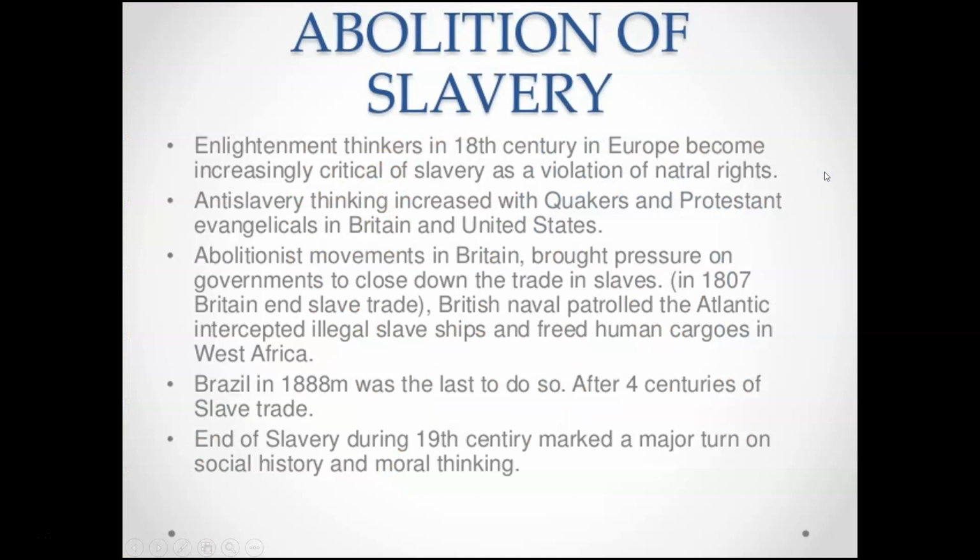So here's kind of the nuts and bolts of slavery on one slide, okay? And this is kind of the big academic points I made in class. Enlightenment thinkers in the 18th century in Europe became increasingly critical of slavery as a violation of natural rights. Anti-slavery, abolitionist thinking increased with some Quakers and some Protestant evangelicals in Britain and the United States. So members of certain denominations became leaders in the abolitionist movement.